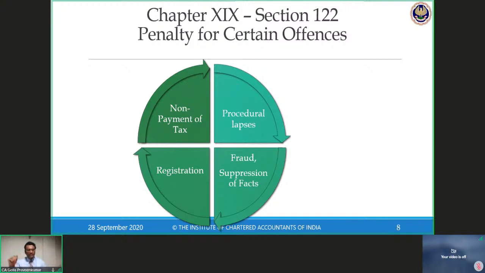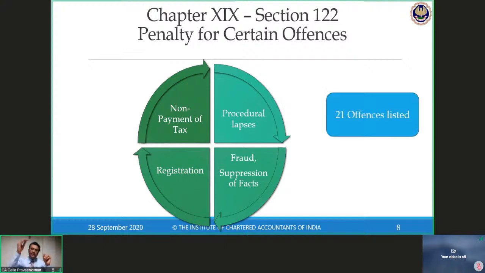So when we read this section 122, please keep in mind, these are the maximum 4 buckets which are relevant for our understanding. All the offenses which are there in section 122, by and large come and fit into these 4 buckets. As of today, section 122 has got 21 offenses listed. So is it good enough if I read the entire section 122? The answer is definitely yes. If you have read and understood all the provisions under section 122, we are taking care of our penal provisions.